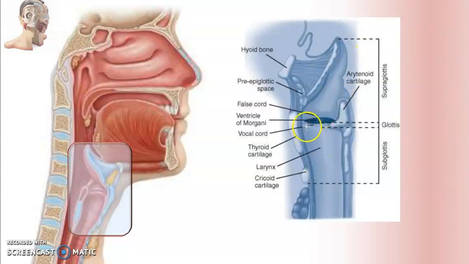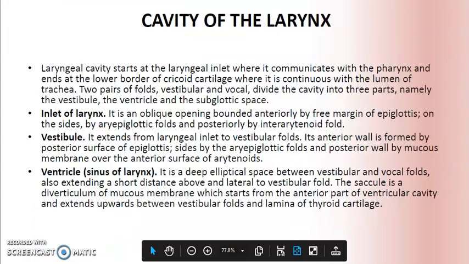It has got 3 areas. The narrowest area is called glottic area. Above that it's called supraglottic area. Below that is called infraglottic or the subglottic area.